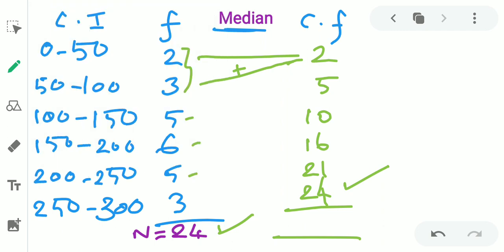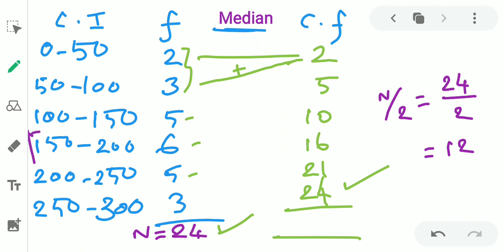Okay, so now we are going to find out the median class. To find the median class, the main point is to find n by 2. So n by 2 is 24 divided by 2. So 24 by 2 value is 12. So where does 12 occur? If we look, it's coming here.